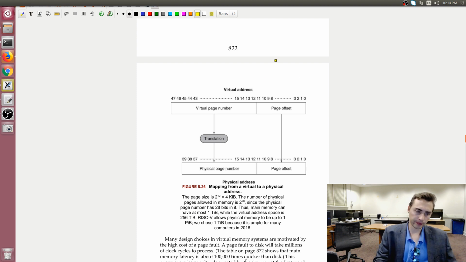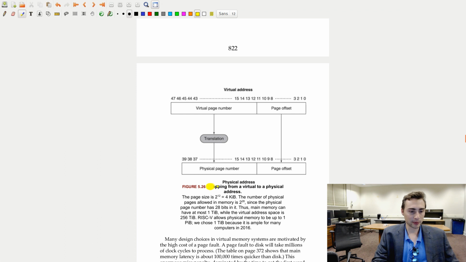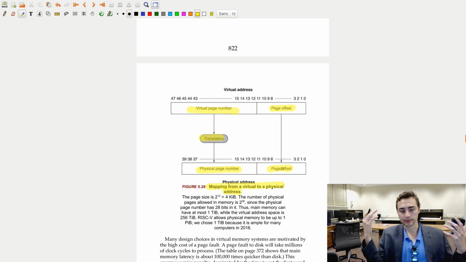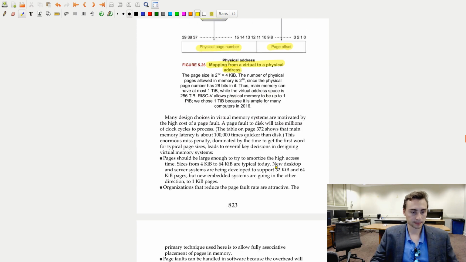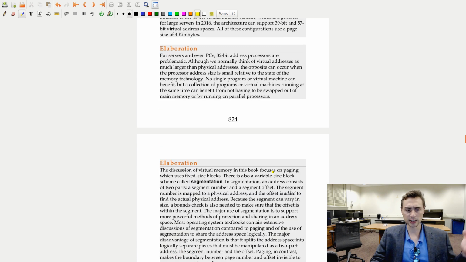So here we have a little bit on the mapping from a virtual to a physical address. We have to translate this virtual page number into the physical page number, and then we have some page offset. That way we can find where in physical memory this virtual page is. So it's a pretty simple process.